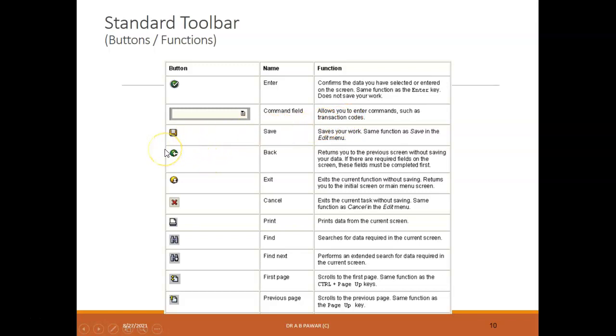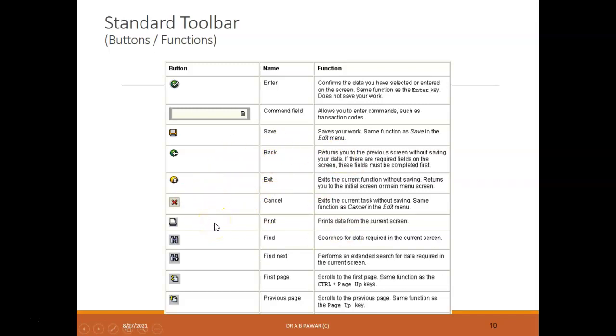Then if I want to go back, I will use this particular button, that is Back, or I can switch from my current screen to the previous screen like this. Suppose I want to exit. If I want to exit the current function without saving, then I will make use of this particular one, so that I will return to my initial screen or main menu screen. Then, to cancel the current task without saving, I can use this red cross sign here, which does the same job as exit, or I can say cancel in my edit menu.